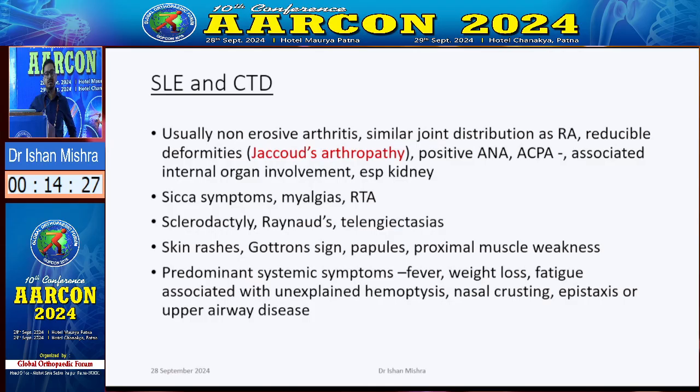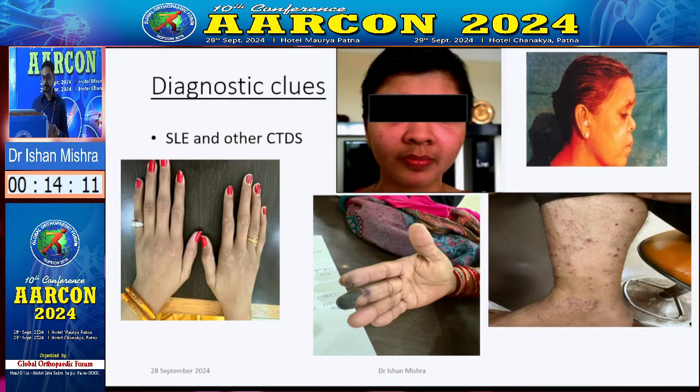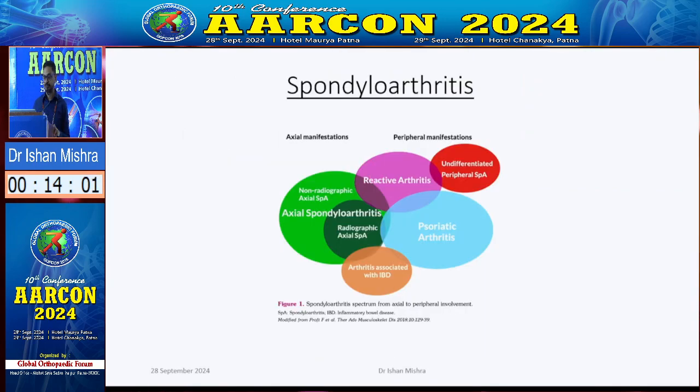So, SLE and connective tissue diseases. Like he said, arthritis plus. When you see arthritis plus symptoms, look for these diagnoses, like sicca symptoms, skin rashes, Gottron signs and papules. They will point to a different diagnosis than RA. You can see the rash here, the Gottron sign, the Raynaud's phenomenon with gangrene, and palpable purpura.